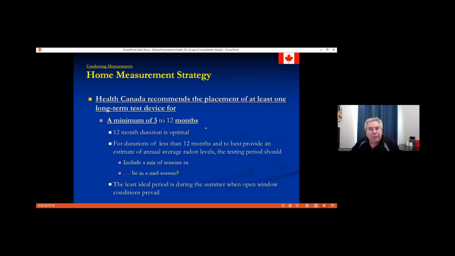Now they say minimum 3 months up to 12 months, with 12 months being optimal. So you're measuring through every season at that point. For durations less than 12 months, they say to include maybe a mix of seasons. In other words, maybe fall and winter, winter and spring. That would be ideal. And at least, the ideal time of the year to measure it is not the summertime. A lot of people open up their windows. And at that point, you're going to bias your measurements if the windows are open.